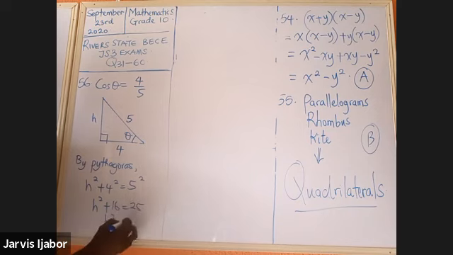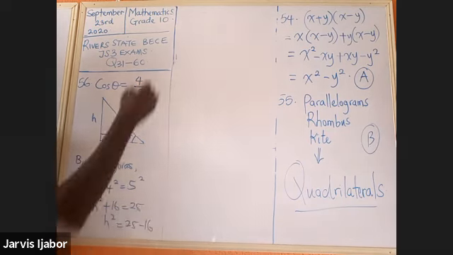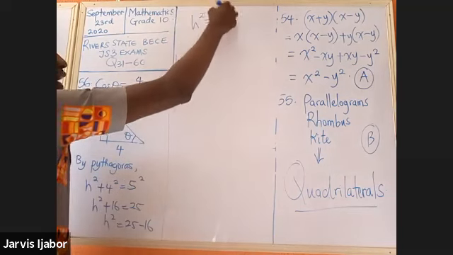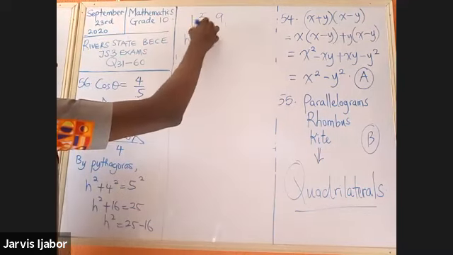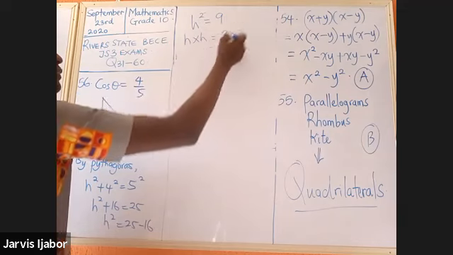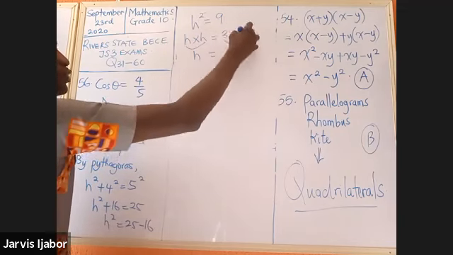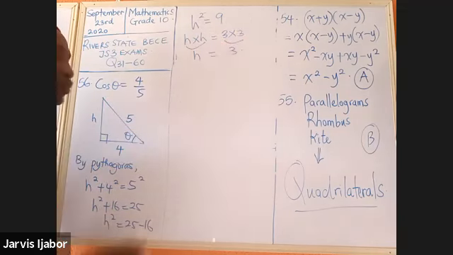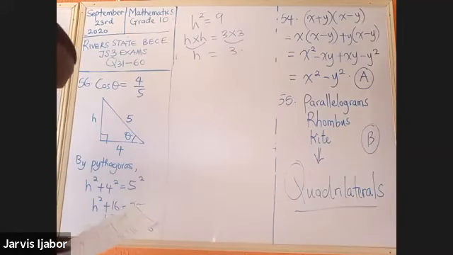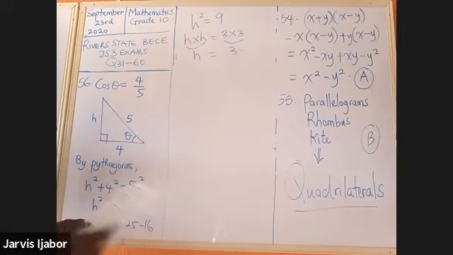And H squared will be equal to what? 25 minus 16. H squared will be equal to 9, meaning that H times H will be equal to 3 times 3. You pair, you pick 1. So the answer is what? H equal to 3.